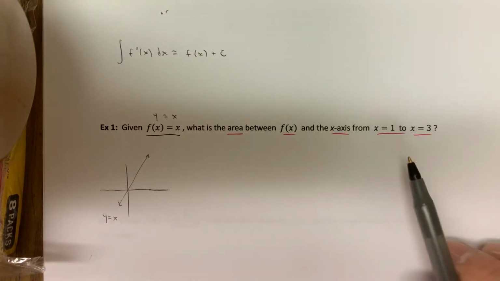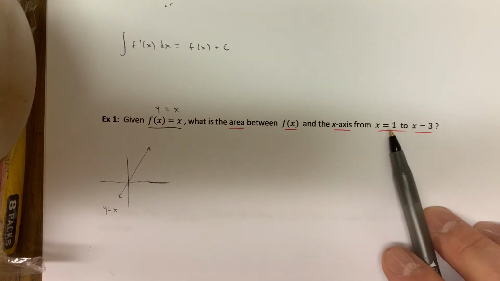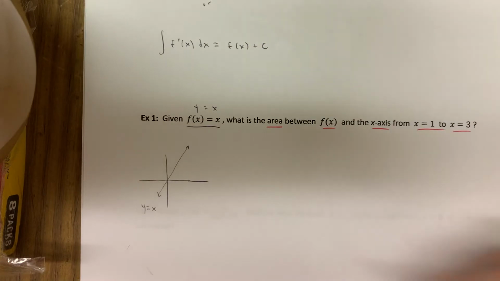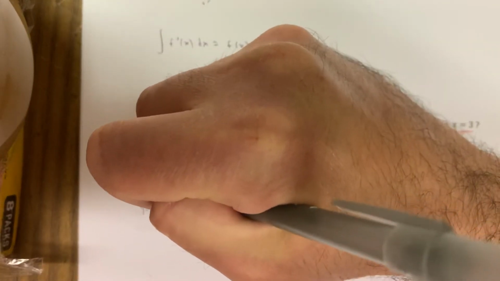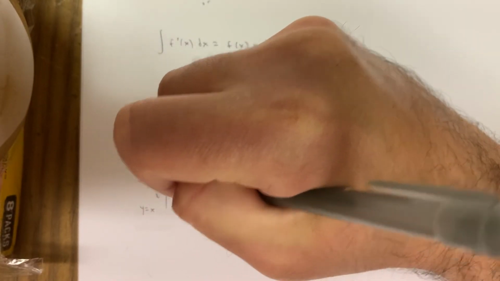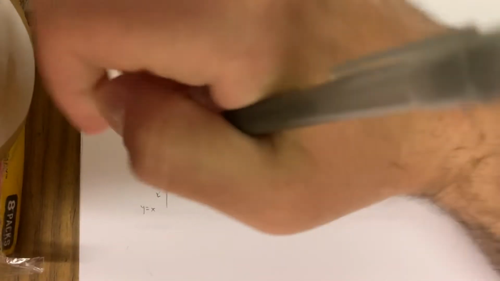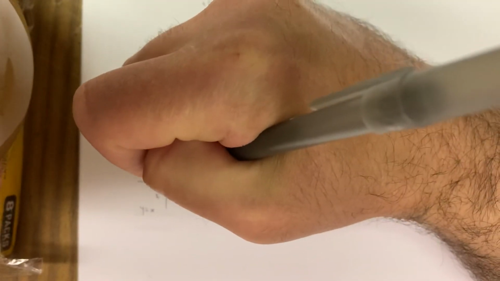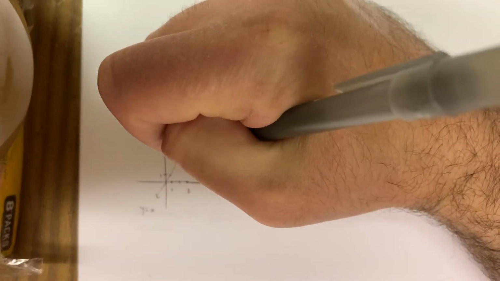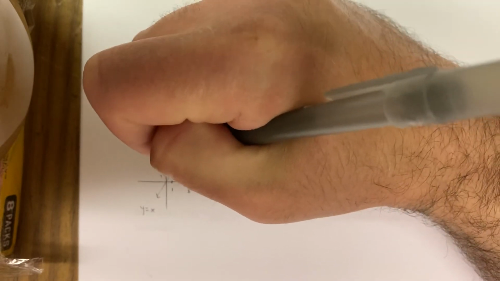But for now, they've got to give you some kind of bounds, some kind of limits, and here they're specifically saying from x equals 1 to x equals 3. So maybe x equals 1 is right here. Here's x equals 2. Here's x equals 3 right here. We even got corresponding points, right? This is the point (1, 1). And this right here would be the point (3, 3).